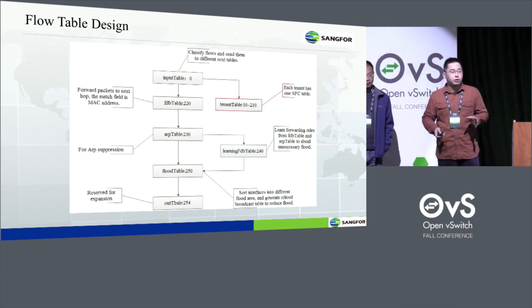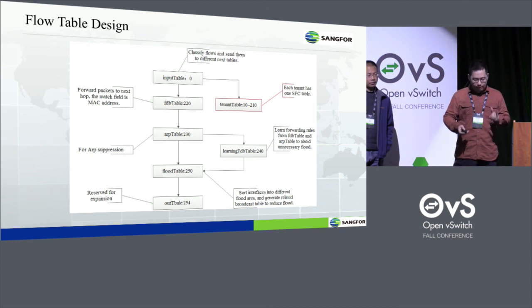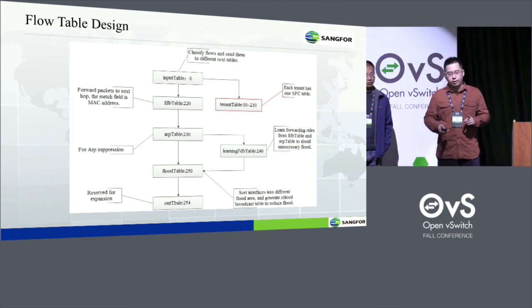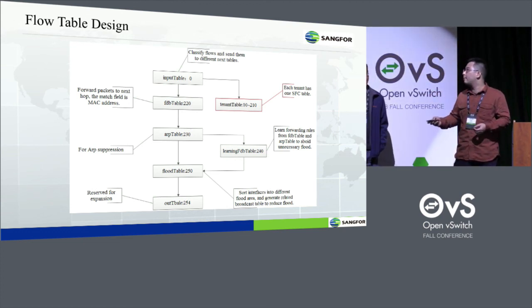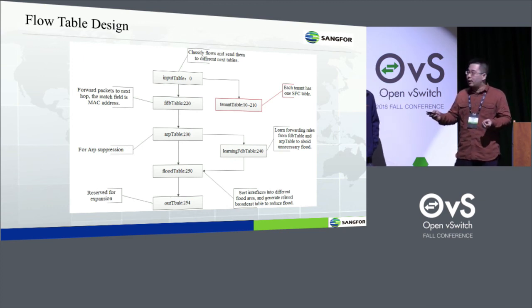Then here comes the flow table design. We have 7 types of tables here. 6 tables are for the basic network function. 1 type of table is for the service function chaining, and this type has 200 tables. Okay, let's see them. First is the input table. It is used to classify flows and send them to different next tables. It's the entry of all packets. And then is the tenant table. The tenant table realizes the SFC traffic steering function. We assigned table 10 to table 210 to different tenants. Each tenant has 1 SFC table.